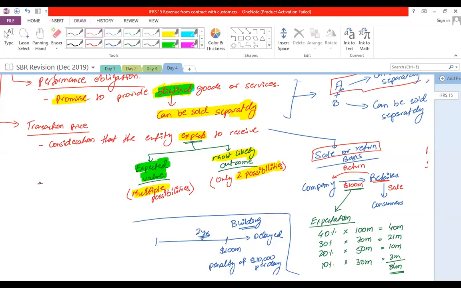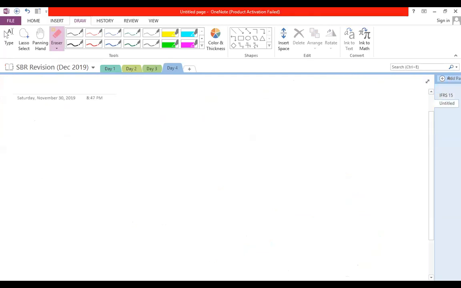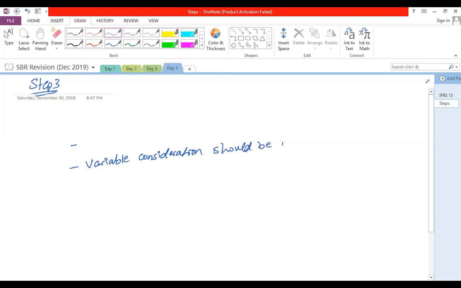Now the second point is that variable consideration, we are discussing step 3 over here, the variable consideration should be included if that's highly probable. So in case of variable consideration, we should only be including it if that is highly probable.